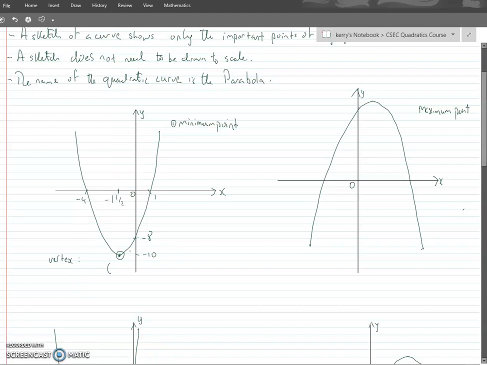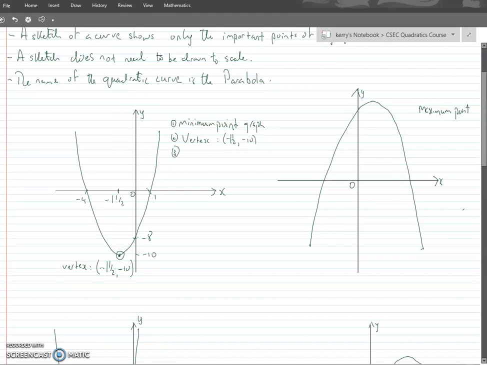So what we can see in this graph is that our minimum point is, remember, when stating the coordinates of a point, you put the number on the x-axis first, so that's minus 1.5, and the number on the y-axis is minus 10. So this is the coordinates of your vertex. Remember, your vertex is your minimum point or your maximum point. So this is a minimum point graph. That's the first thing that you need to know. The second thing is that the coordinates of the vertex are minus 1.5 in this case, and minus 10.